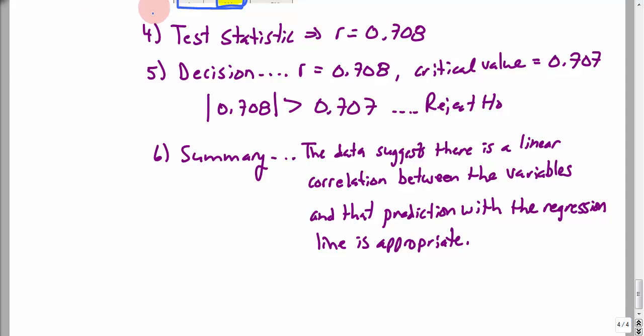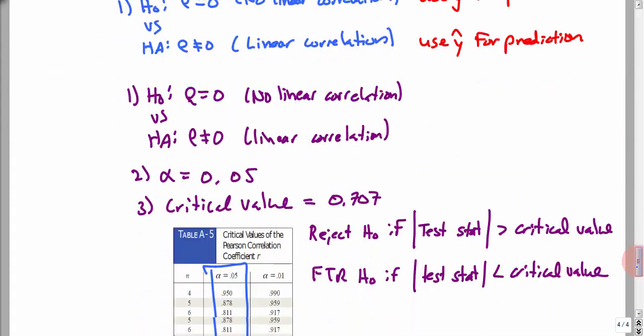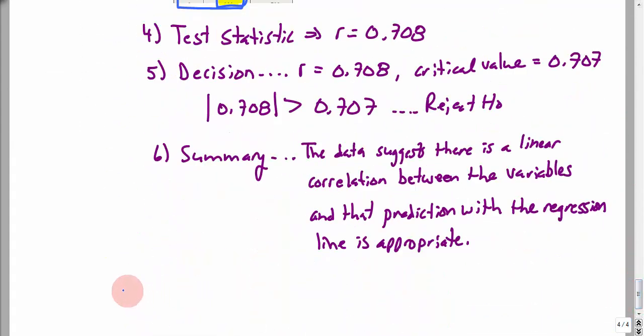So the whole point of this was to figure out what's going on when x equals 10. So we want to plug 10 into my regression equation. So x equals 10, we want to plug this into y hat equals 55.8 plus 2.79x. Okay, so let's go ahead and do that. Plug that in.